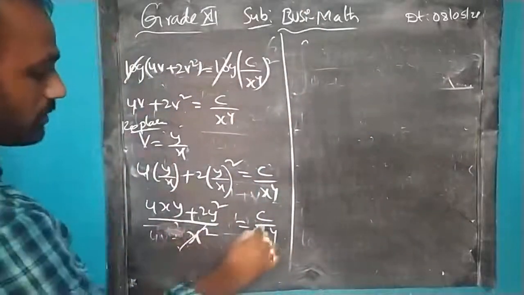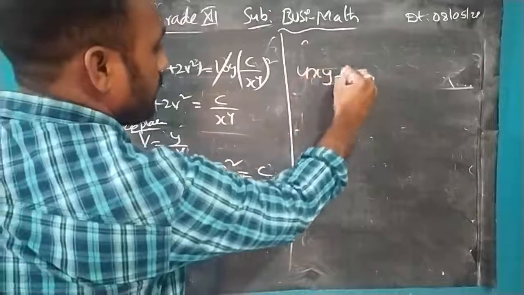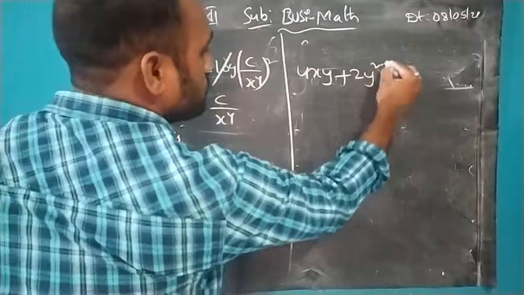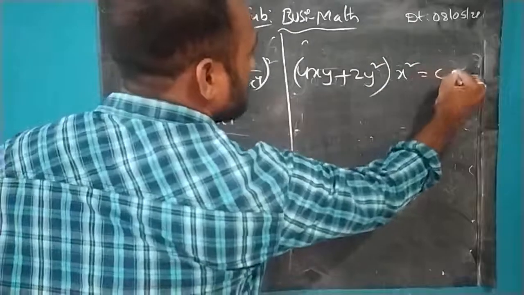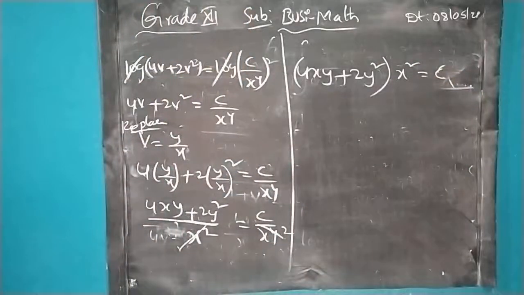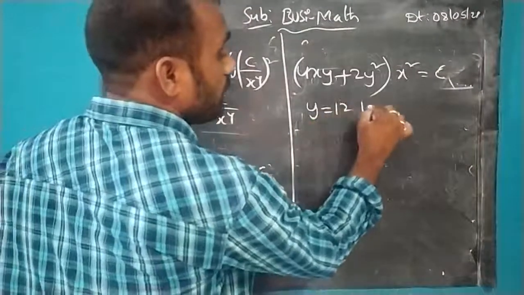Now here x square and x square will be left. So we are left with 4xy plus 2y square into x square is equals to c, a constant. Now in the question he has given total cost is 12, that is y is 12 when x is 2.